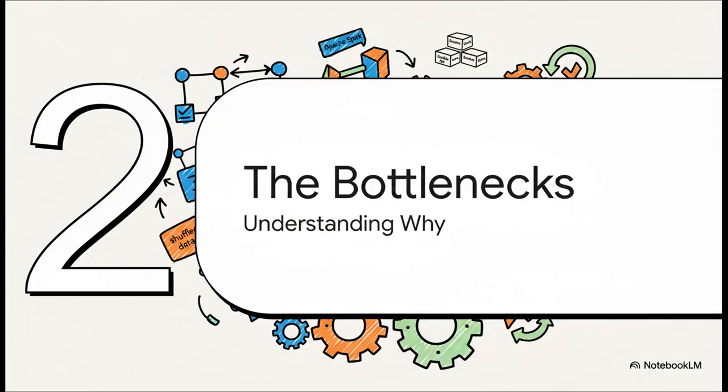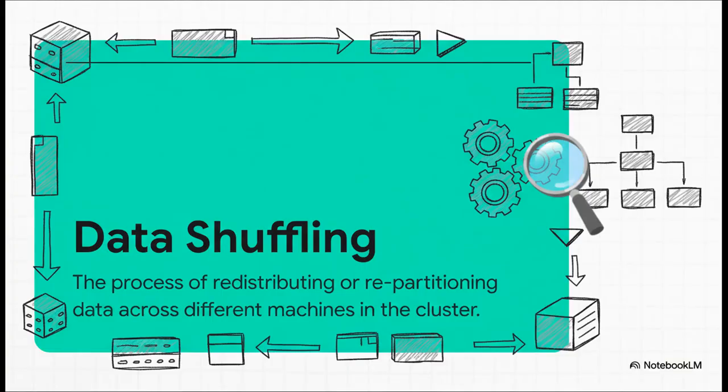All right, let's play detective for a minute. If we want to speed things up, we've got to find the culprit. And you know, in the world of Spark, there are a few usual suspects, but there's one big one that's almost always the main offender. And here it is, the #1 performance killer, data shuffling.